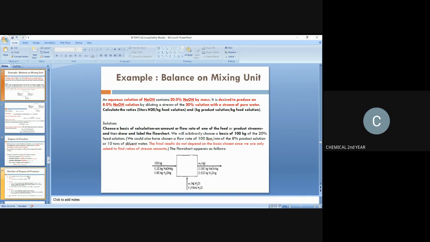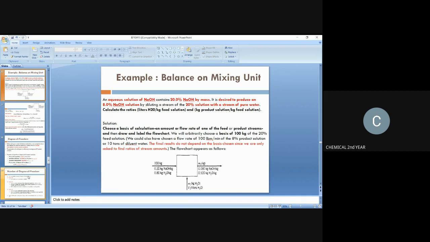We will arbitrarily choose a basis of 100 kg of the 20% feed solution. We could also have chosen a flow rate of 100 lbm per minute of the 8% product solution or 10 tons of diluent water. The final results do not depend on the basis chosen since we are only asked to find ratios of stream units. The flowchart appears as follows. Our input is 100 kg, containing 0.2 kg NaOH per kg and 0.8 kg water.